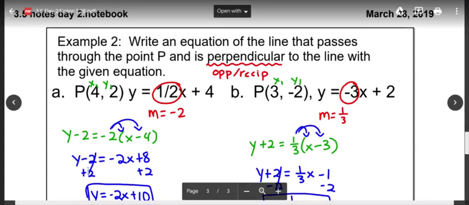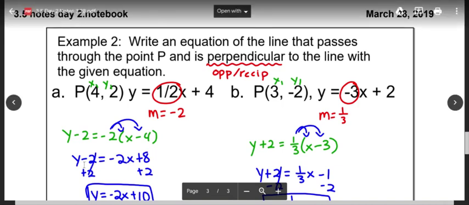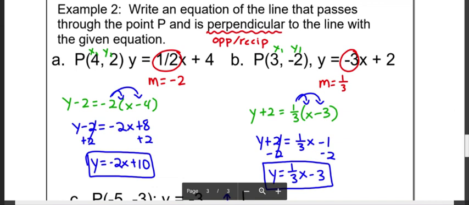And then we need to move this y minus 2, we need to move the minus 2 over to the other side. So we need to add it to the other side. Basically change the sign to move it across the equal sign. So we get y equals -2x plus 10.